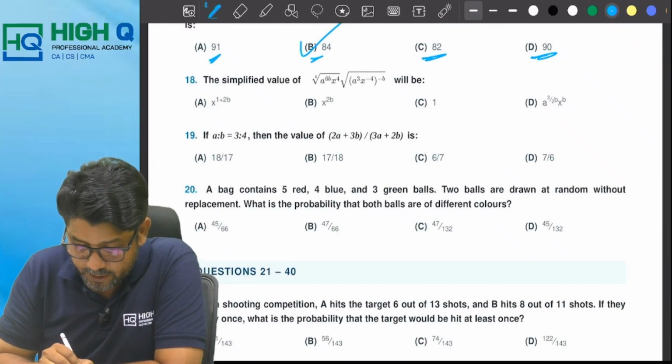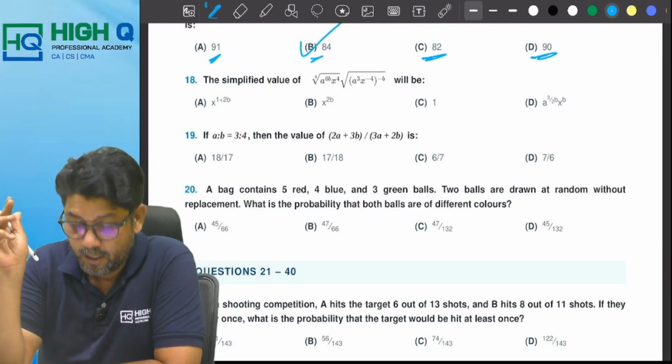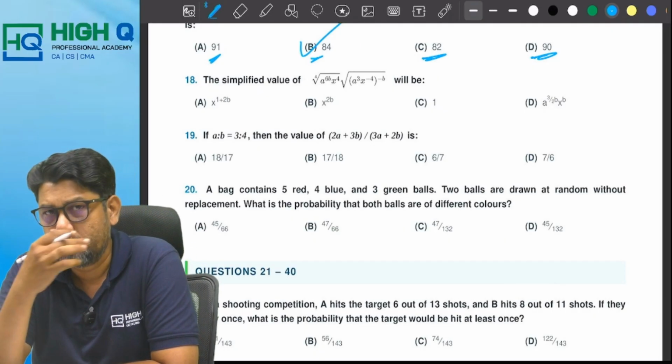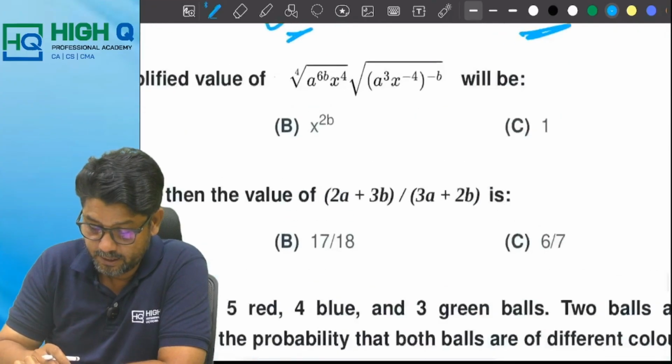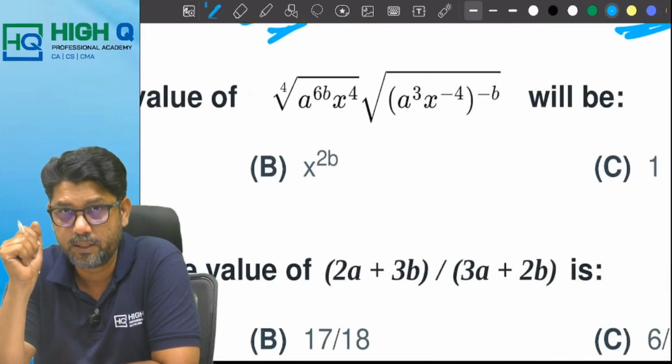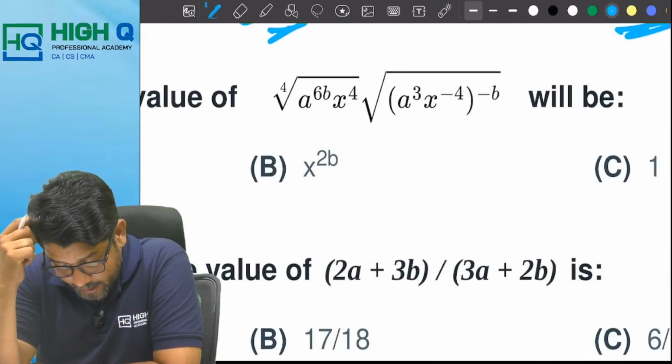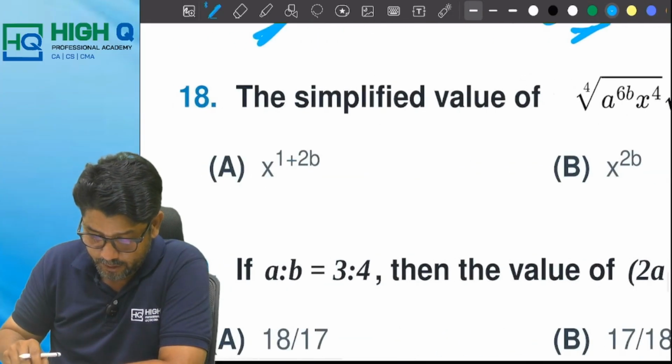Okay. Now, the simplified value of, okay, so most of them will do the actual method, but I am not going to use the actual method. Please listen here. I'm just going to apply the shortcut. All of you listen here. That is, I'm looking at the options.